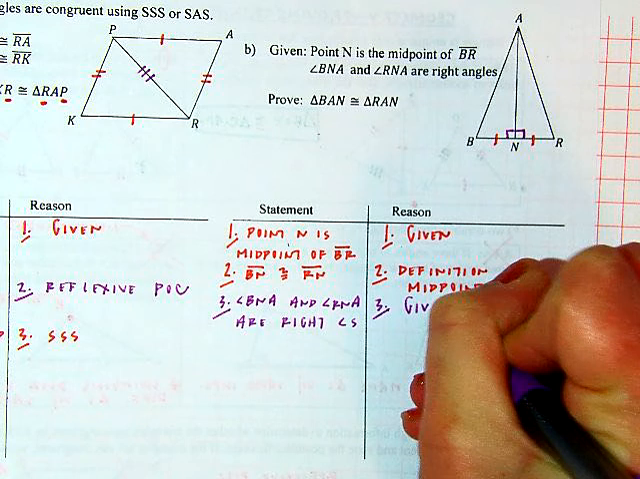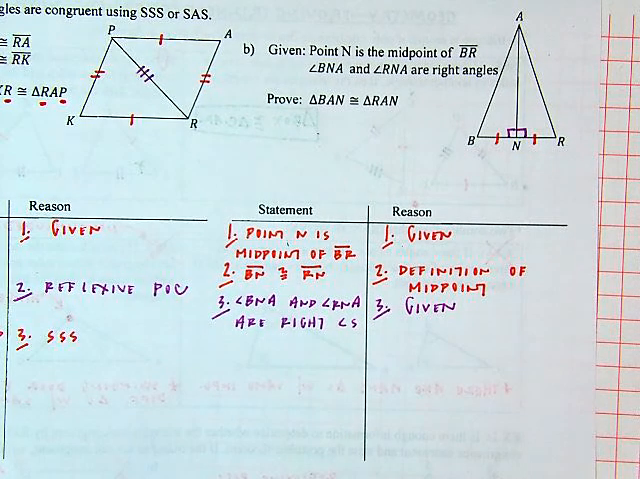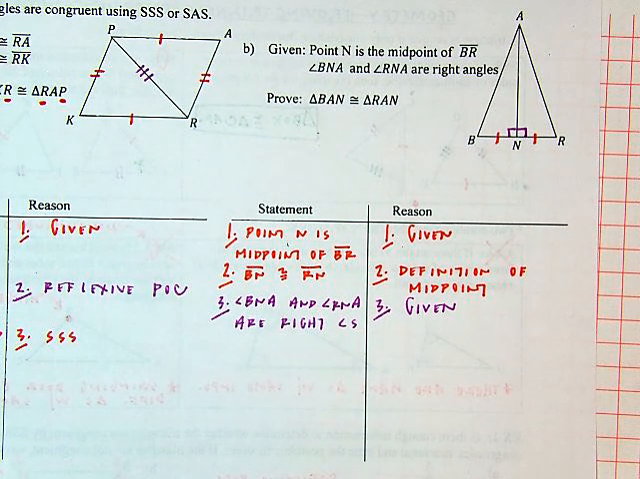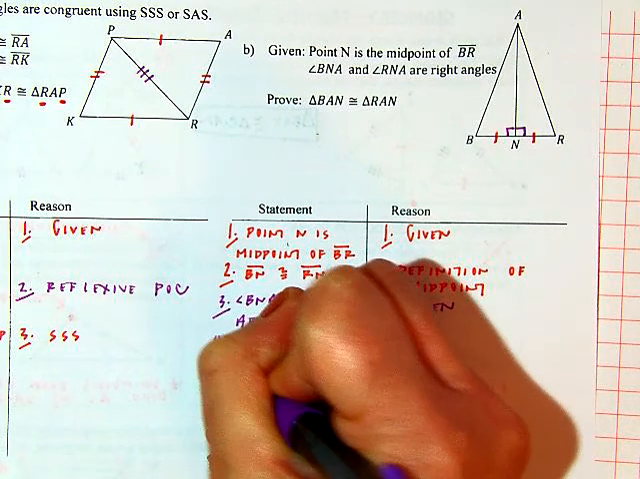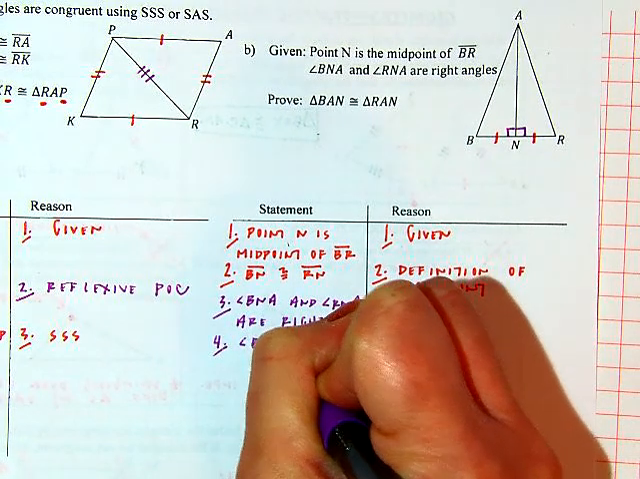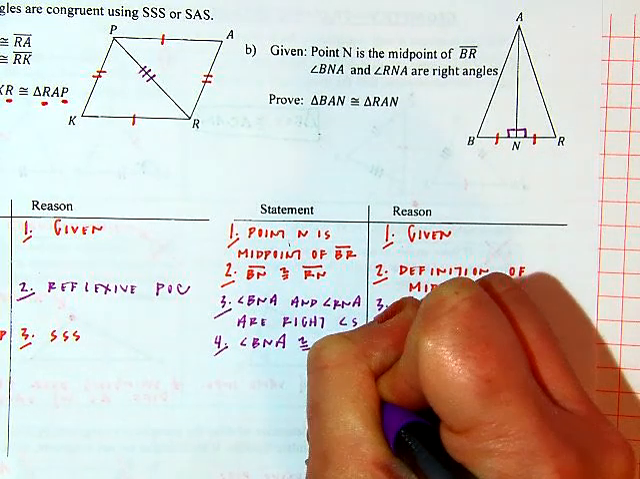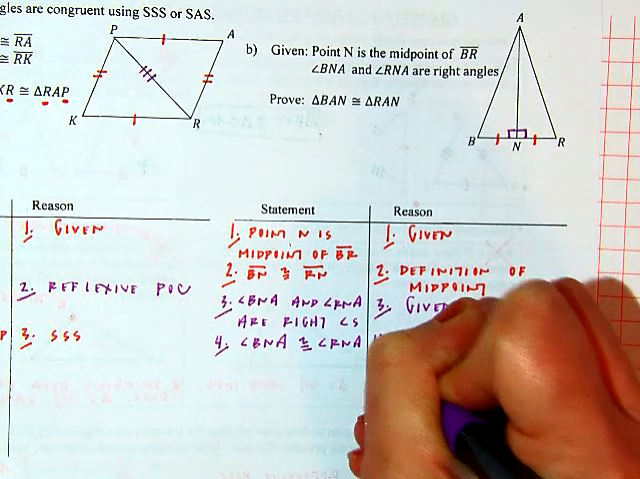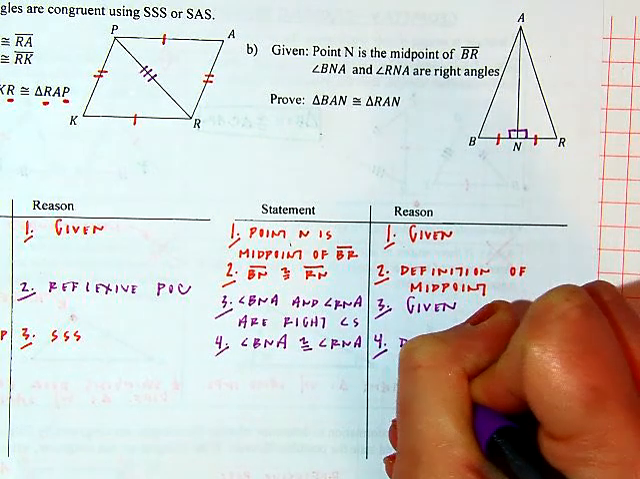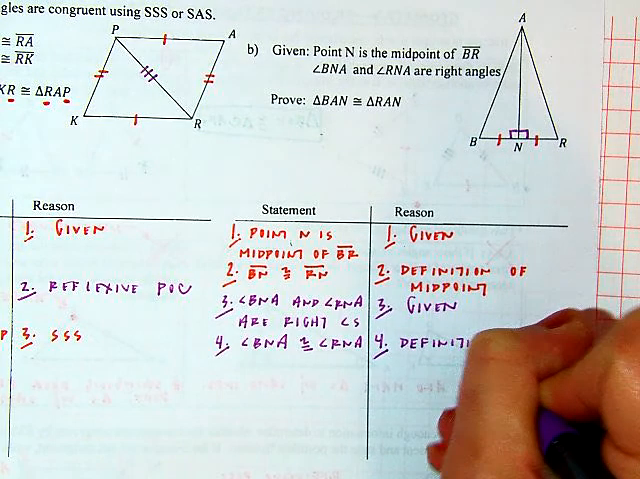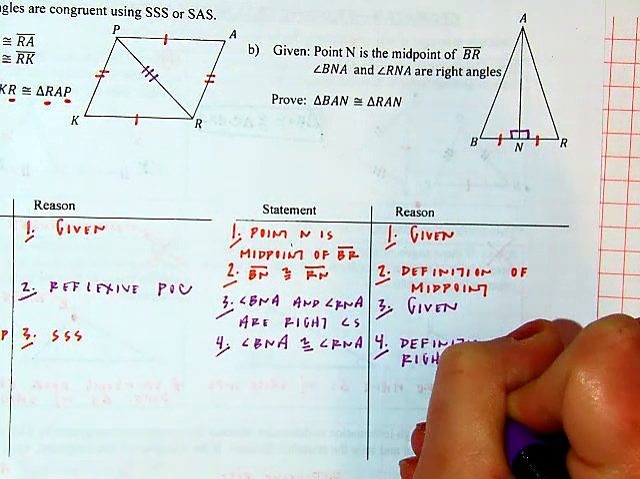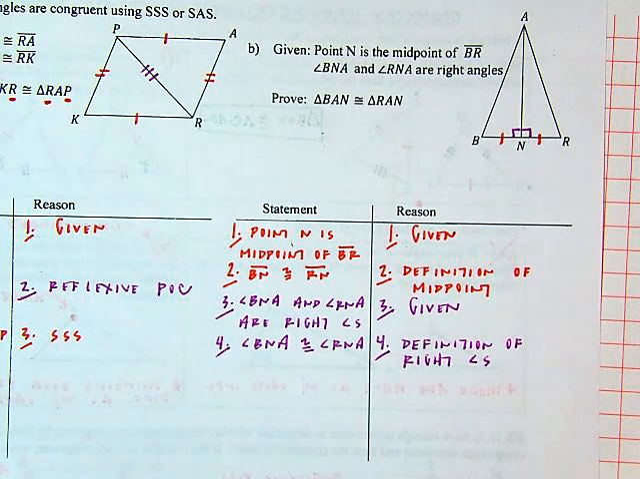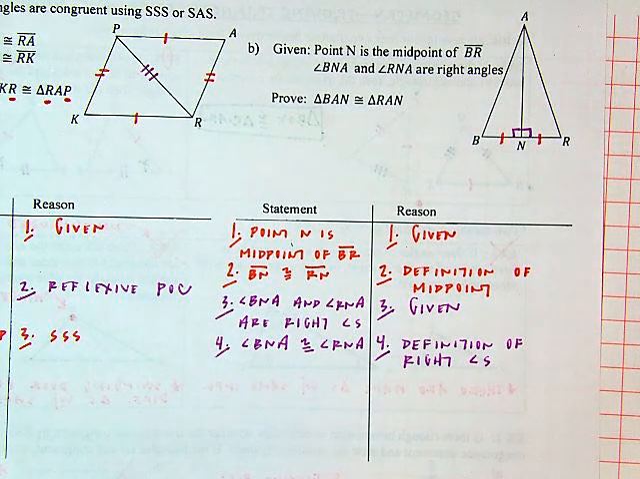All right, this next step might seem silly, but even though I've stated that they're right angles, I still have to show that they are congruent. And I know that all right angles are congruent, so I'm just tying up that loose end by stating that angle BNA is congruent to RNA. Right? Right angles are congruent. I could also just say definition of right angles. Okay, if you like just writing a sentence, I'm okay with that. I will take it also.